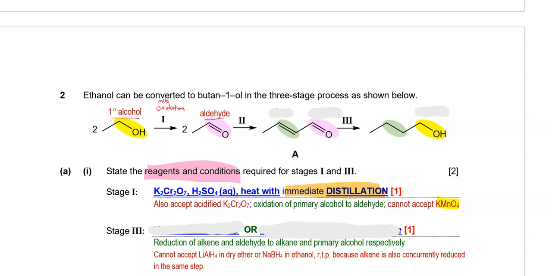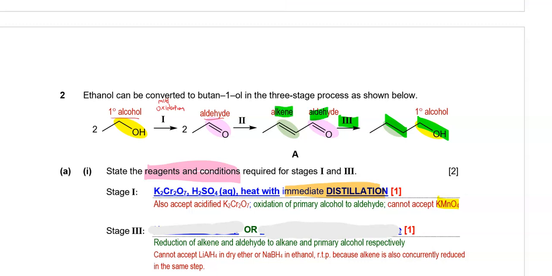Now, stage 2 is something that you are not aware of. There's no such reaction you learn in the syllabus, but you know that it combines to form A, and A basically has an alkene and an aldehyde functional group. But what we do know is that in stage 3, the alkene is reduced and the aldehyde is also reduced to form a primary alcohol again. So you can see it's a concurrent reduction of both alkene and aldehyde.